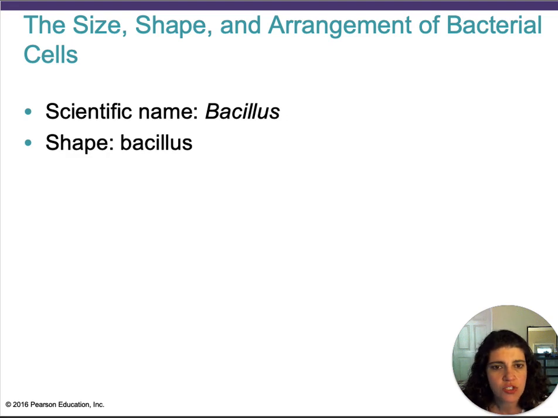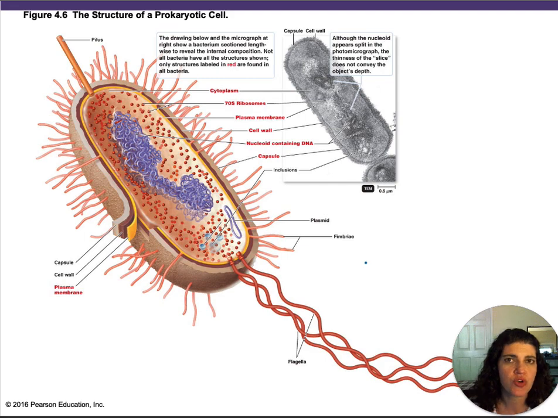All right, so now let's talk about the structure of a prokaryotic cell. So whatever you see here in red is going to be structures that are found in all bacteria. So all bacteria have a cytoplasm. The cytoplasm is all this that you see around the ribosomes. The ribosomes are these little red dots, right? And then the plasma membrane is this yellow layer here. And then right after the plasma membrane, you have the cell wall, which is this dark brown layer here.